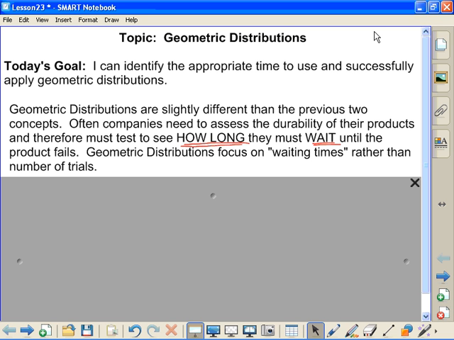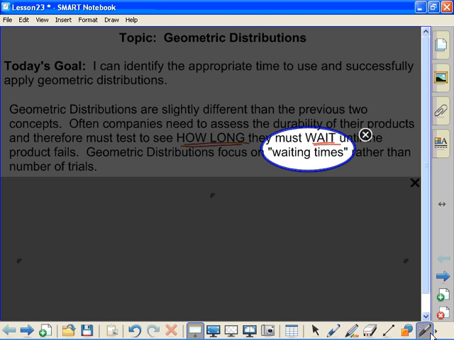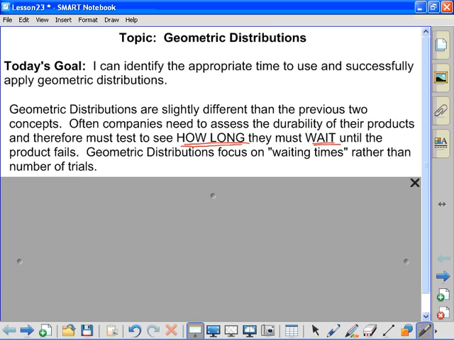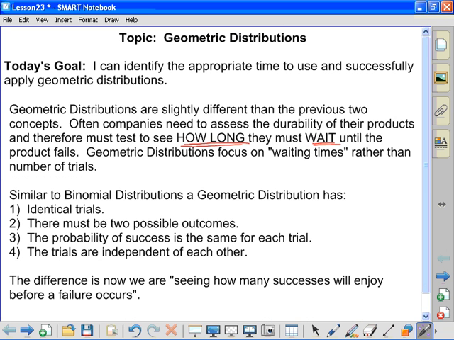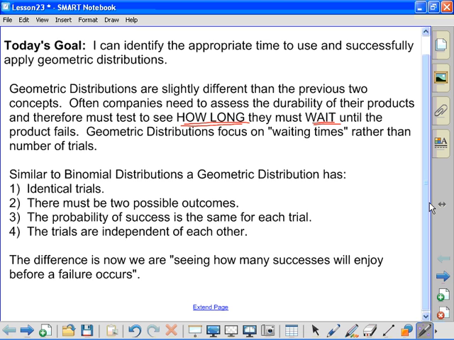So for geometric distribution, the focus is on waiting times. That is the main thing with geometric distribution. We're concerned with waiting times. So very, very similar to a binomial distribution.